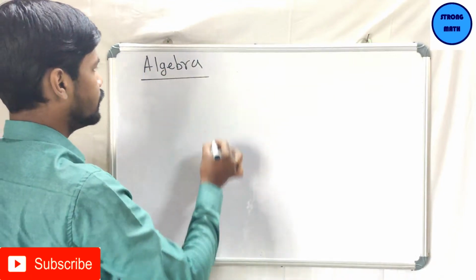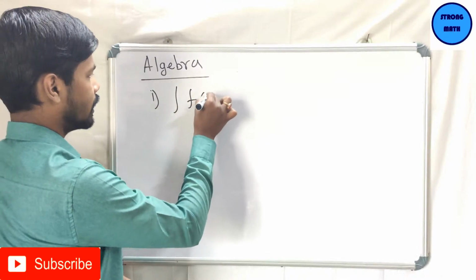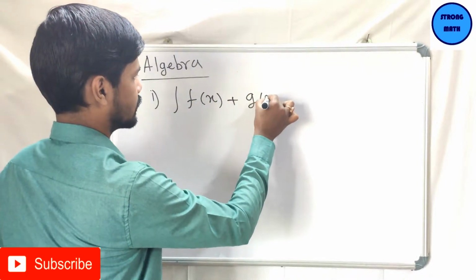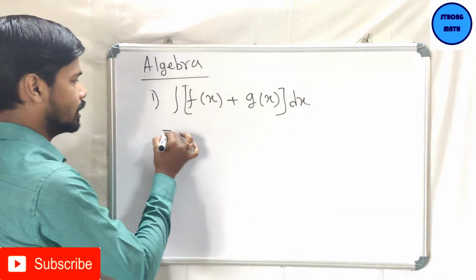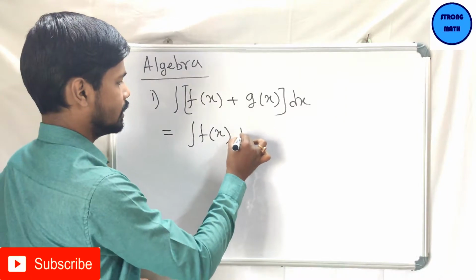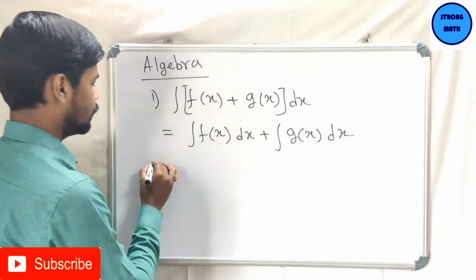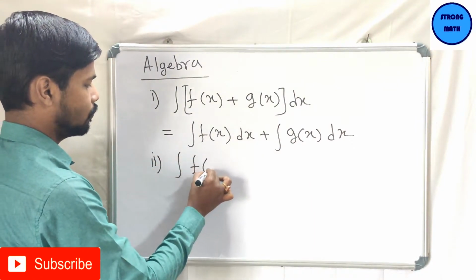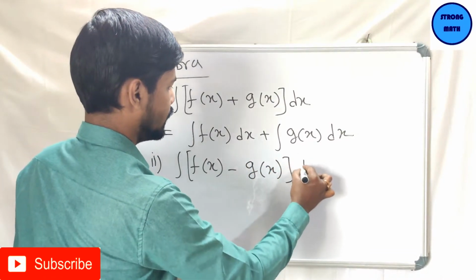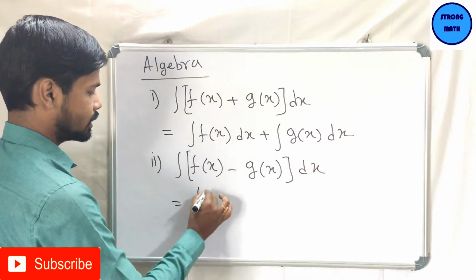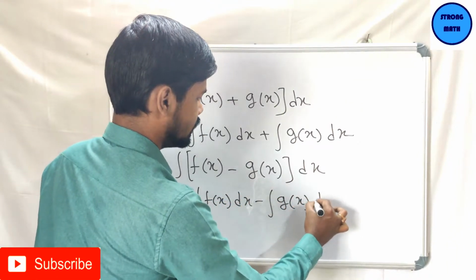Okay. Now let's move on to the algebra of integration. Number 1, integration of f(x) plus g(x), addition of two functions. Integration of the addition of two functions gives us integration f(x) dx plus integration g(x) dx. Similarly, if we take the difference of two functions, then integration of f(x) minus g(x) dx equals integration f(x) dx minus integration g(x) dx.